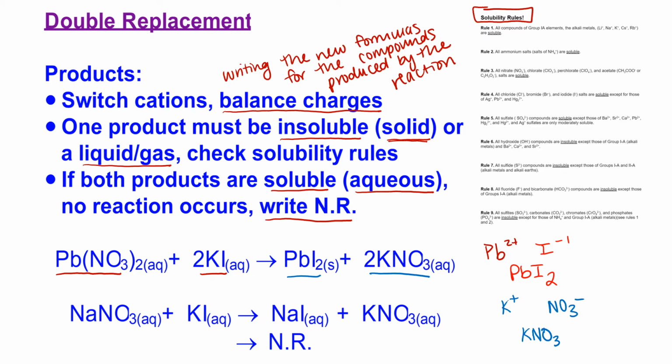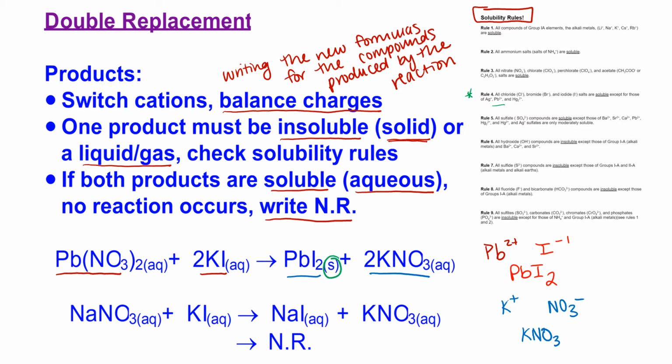So if you take a look at rule number 4 here, it says that all chloride, bromide, and iodide salts are soluble except for silver, lead 2, and mercury. So generally, if the compound had chlorine, bromine, or iodine, we would say that its state of matter is aqueous because it's soluble. But it tells us that lead is an exception to this rule. So if it's not going to be soluble, it's going to be insoluble, which is how we determined that its state of matter is going to be a solid.